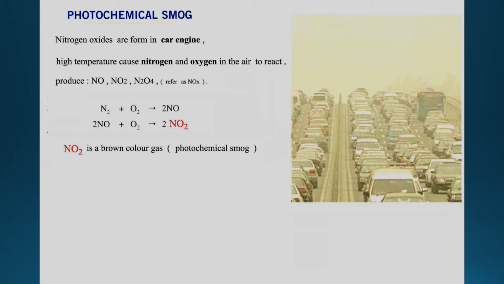Nitric oxide comes from the car. Students, you don't need to have the full equation, but all you need to remember is that nitrogen and oxygen combine and form photochemical smog that leads to acid rain. And you don't need to have the full equation.